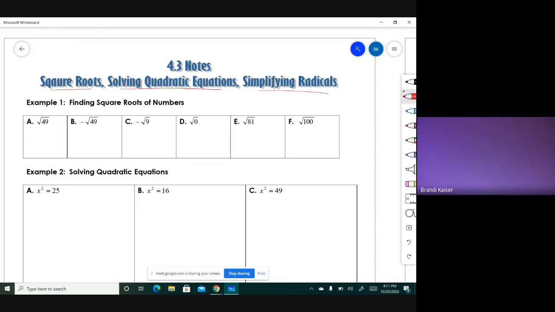Okay, so a couple of basic square roots of just numbers that I want to run through real quick. The square root of 49 is 7. The negative square root of 49, negative 7. Negative square root of 9, negative 3. Square root of 0, that's 0. Square root of 81 is 9. Square root of 100 is 10.